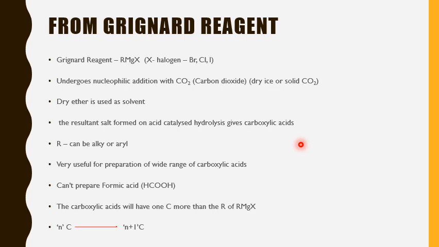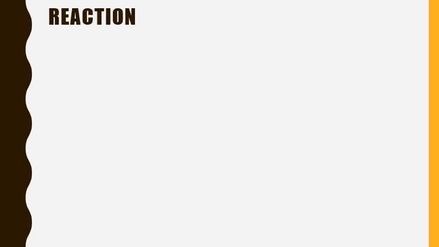That means the number of carbons remains the same when we use hydrolysis of acid derivatives. But this method is used for the preparation of higher homologous carboxylic acids. So it is a gain of a carbon atom, n carbon to n plus 1 carbon. So you can prepare a higher carboxylic acid from a lower Grignard reagent. Let us see the mechanism involved and the reactions. This is the theory behind the preparation of carboxylic acids using Grignard reagent.